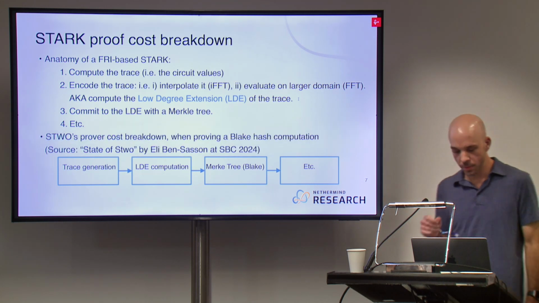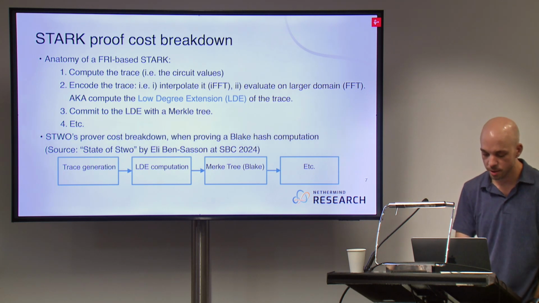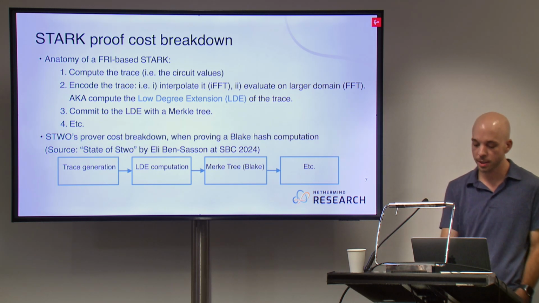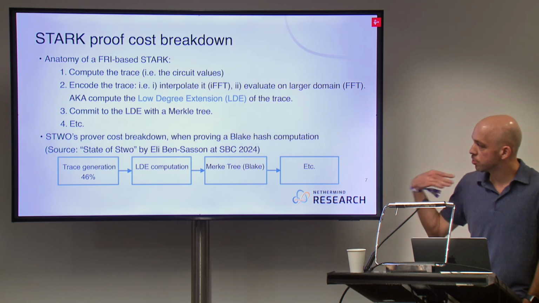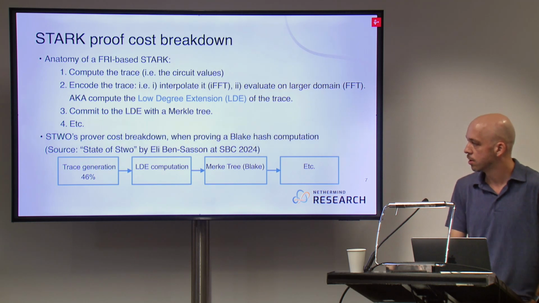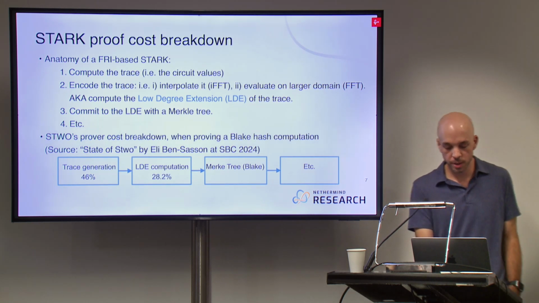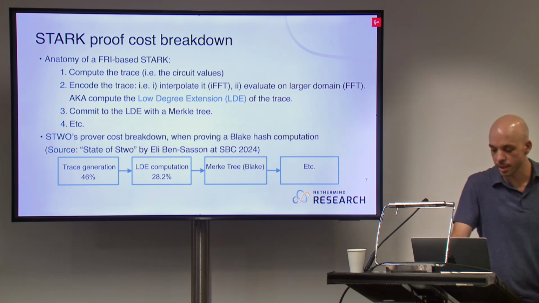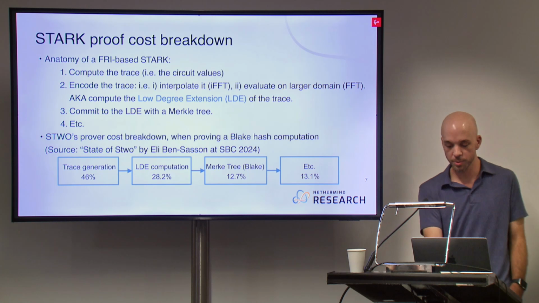In a talk at SBC this summer, Eli Ben-Sasson gave a breakdown of this cost. For Stu proving Blake hash computations, the trace generation cost 46% of the whole process. Computing the low-degree extension cost 28%. The Merkle tree around 13%, and the rest 13%.